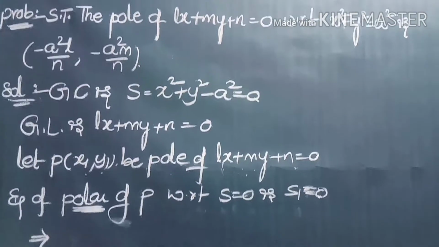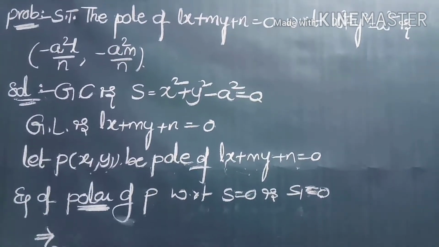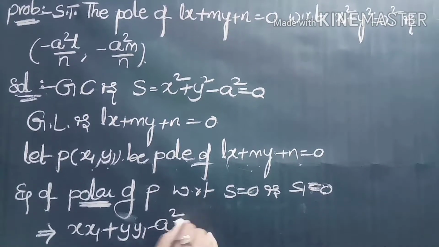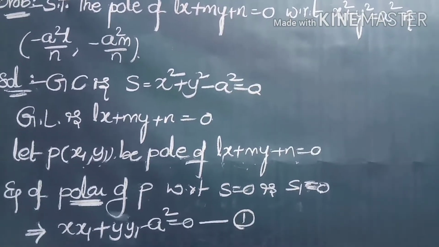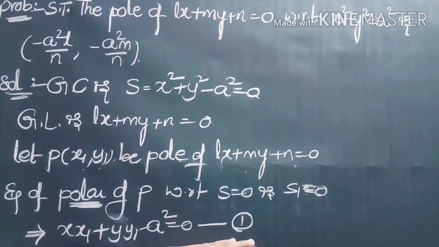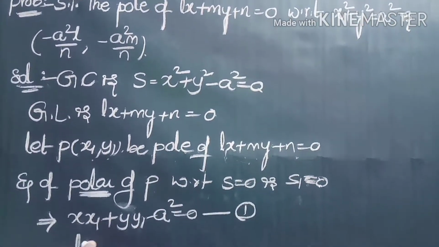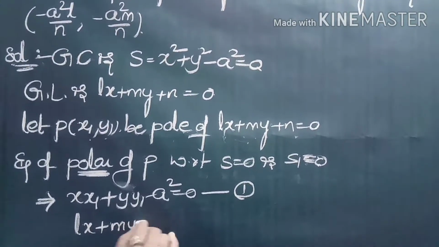Which implies, now we are taking the S1 = 0 notation here, that is x·x1 + y·y1 - a² = 0. So equation 1. Now this is the polar equation. We are taking this equation as the first equation, and here also we have the one line Lx + My + N = 0. We are taking that line as equation 2.